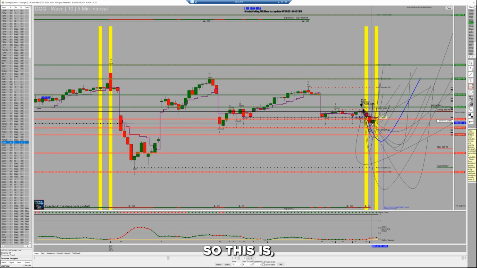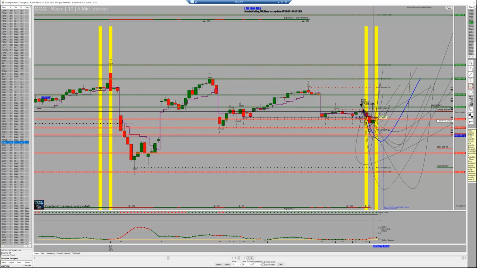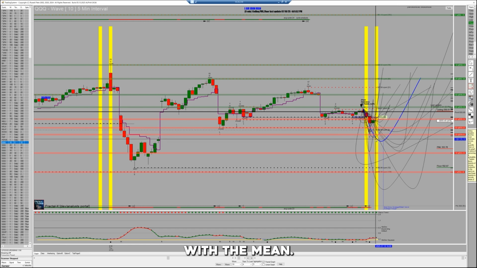So this is what I personally use, the wave analysis. Where you see that a lot of curvatures are happening, like right here, two waves are curvating, forming a curvature. That is like a support area. It's a strong support. That price level is a strong support. The same is true of the mean wave. The mean wave is a strong support or resistance level.